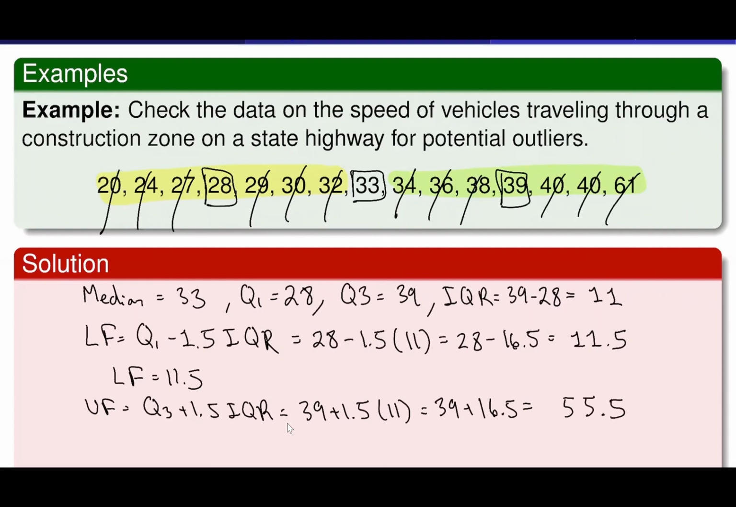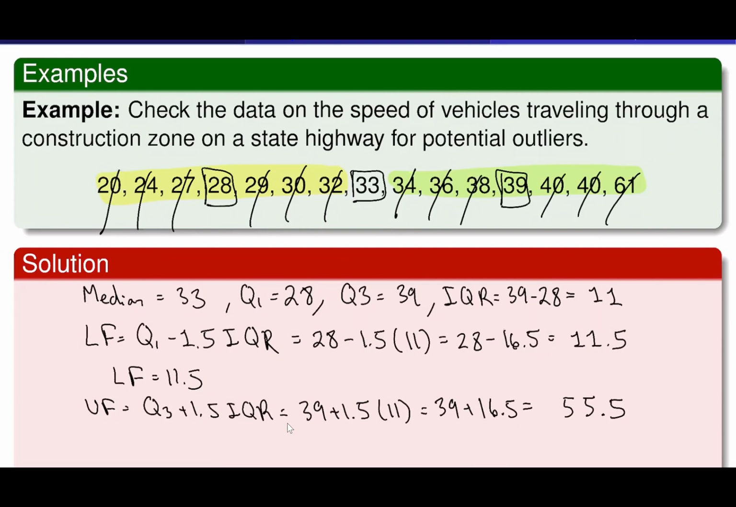My upper fence is telling me any number higher than 55.5 is considered an outlier. Because if somebody is going like 80 miles per hour or 70 miles per hour or 60 miles per hour, that's too high, because my upper fence is saying the highest it could possibly be before it's an outlier is 55.5. So anything higher than 55.5, we're going to say that's an outlier.